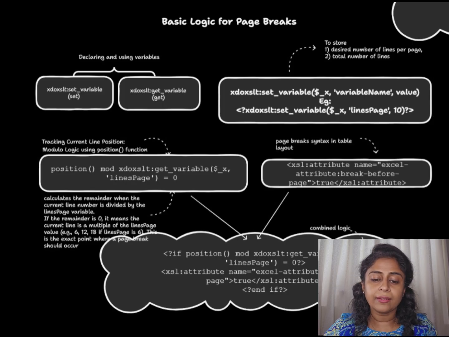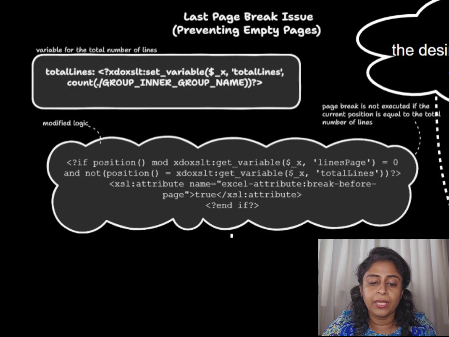Now let's address another issue, which is the last page break issue. The modulo logic can trigger an unnecessary page break after the last line if your total number of lines is a perfect multiple of lines_page. For example, if we have 20 lines with a 10 line limit, you will get a page break after line 20, creating an unwanted blank third page.